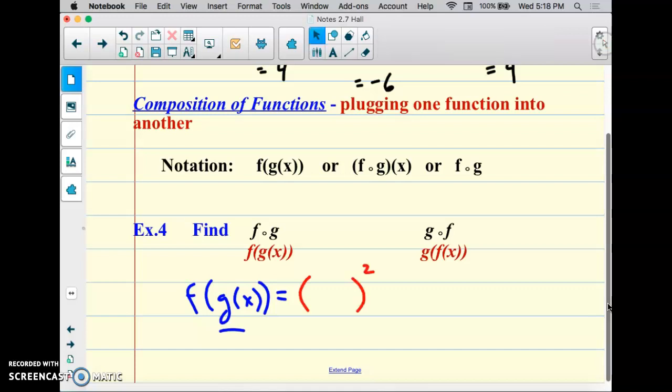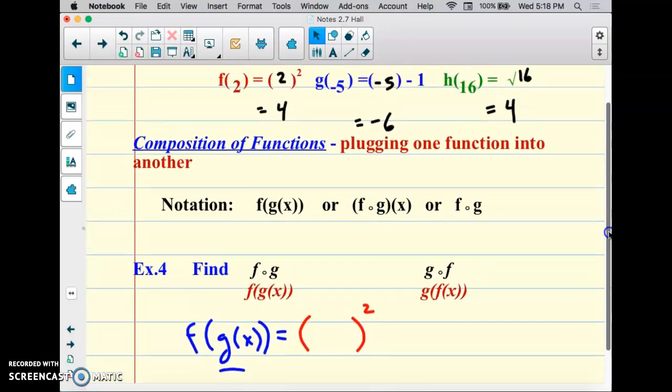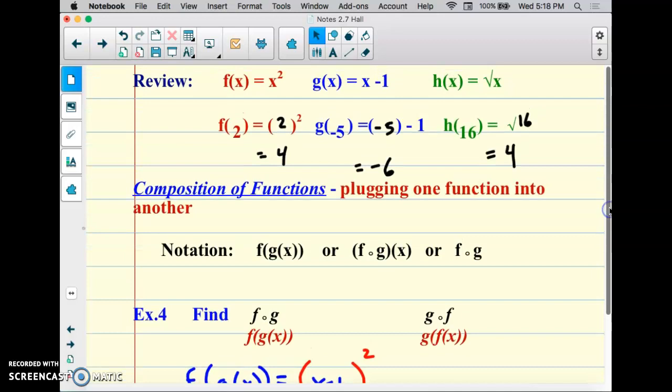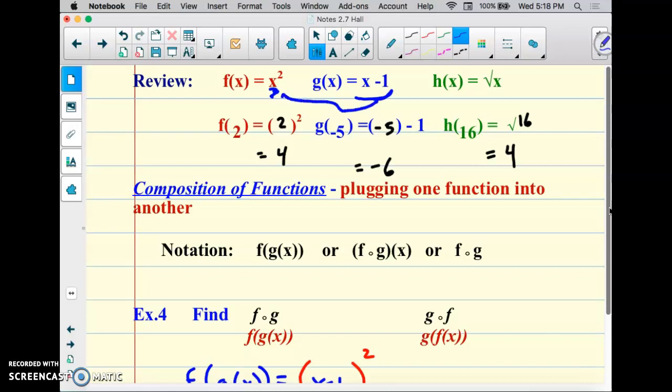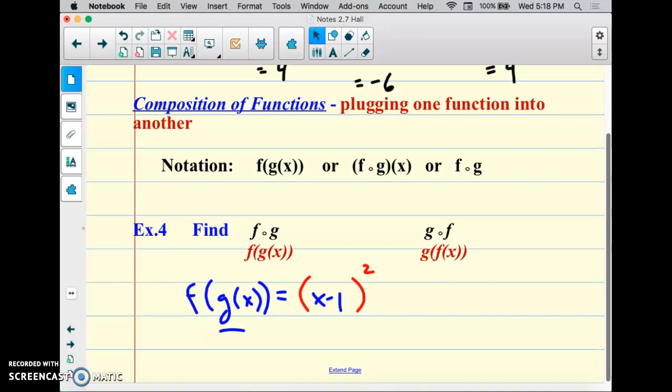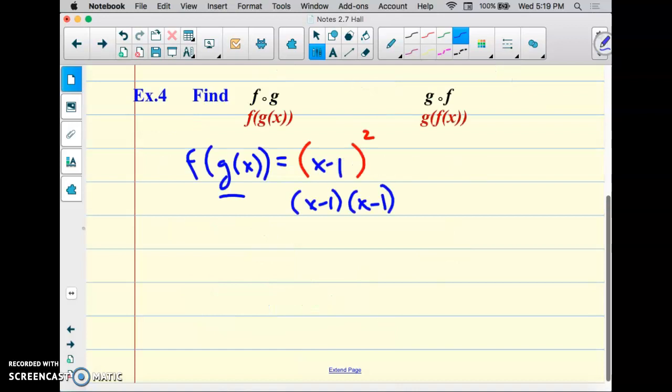Well, what goes in the place of x? G of x does. What's g of x? G of x is x minus 1. I'll plug that in right there. So in the place of x in f of x, I took this entire thing and put it in that spot. I use a parenthesis. Now I can go ahead and clean it up. We all know that x minus 1 quantity squared is like x minus 1 times x minus 1. And if I FOIL that, f of g of x equals x squared minus 1x is minus 2x plus 1.